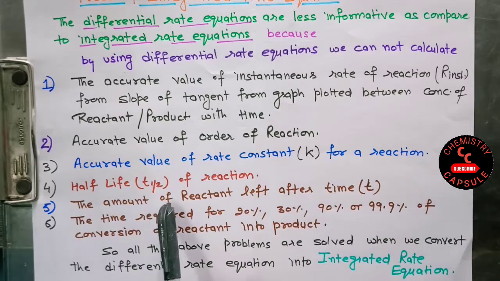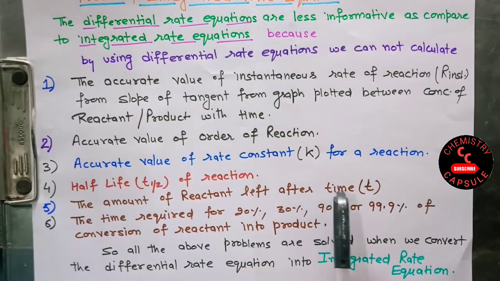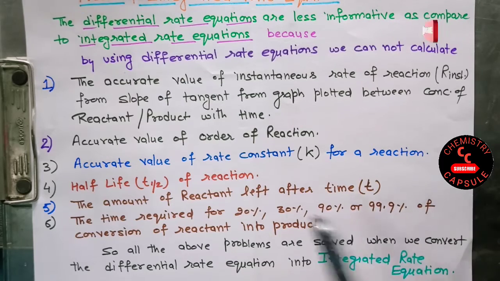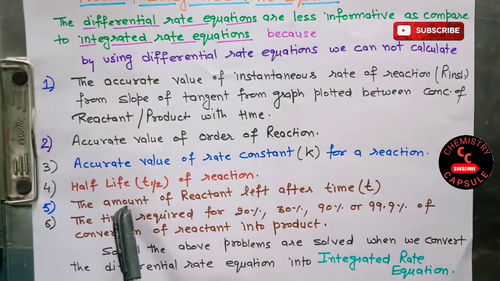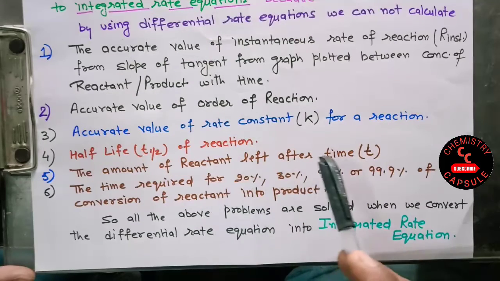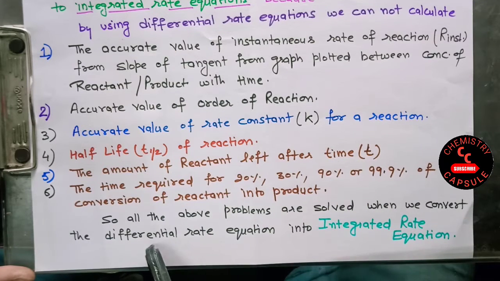We can also calculate the amount of reactant left after time t, and the time is given in your numerical. So by that time we can calculate the amount of reactant left after that particular interval of time. So by using integrated rate equation, we can calculate easily the time required for 20%, 30%, 90% or 99.9% or any percentage of conversion of reactant into product. So due to these conveniences, we have to convert the differential rate equation into integrated rate equation.